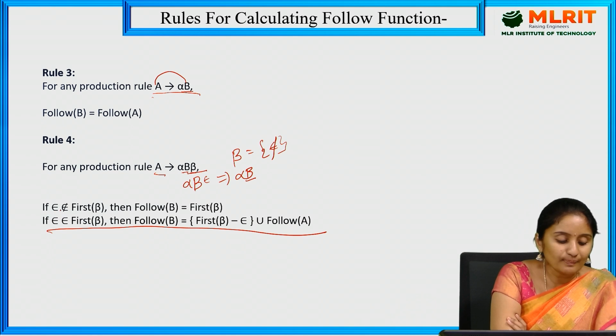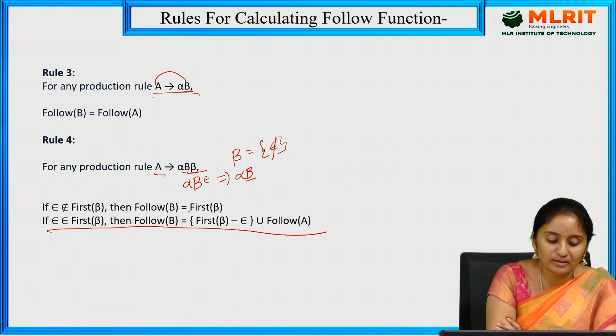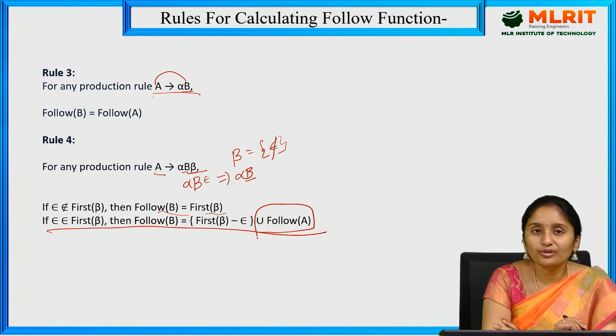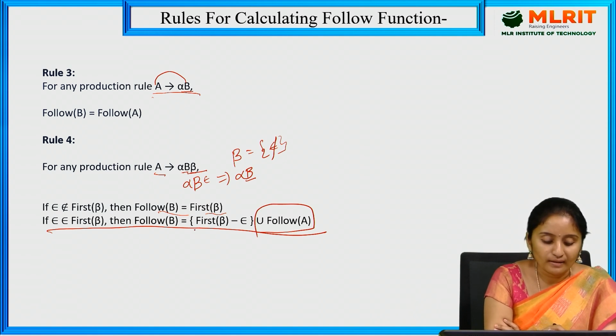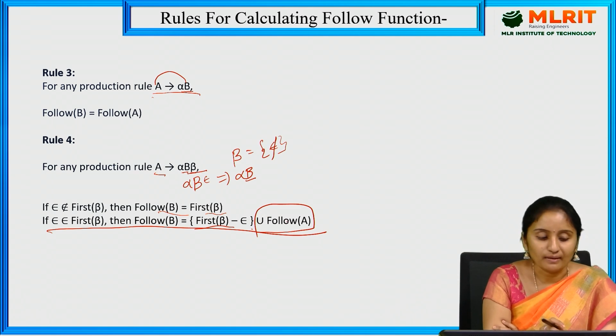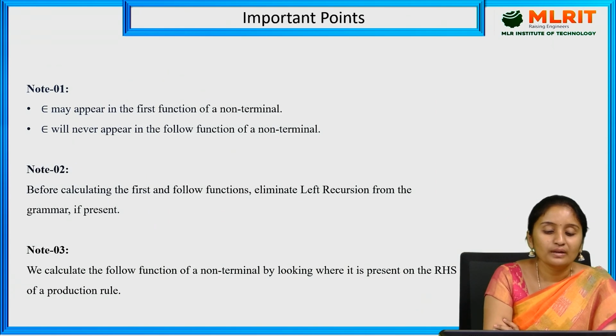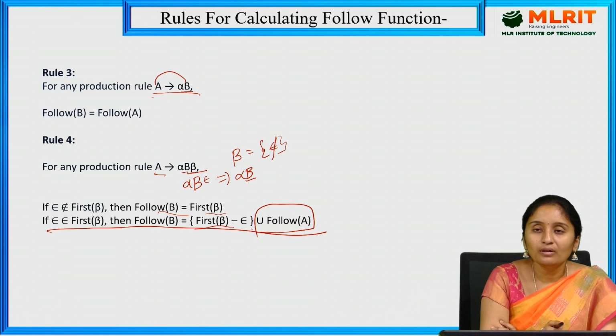See here, if epsilon does not belong to the first of beta, then follow of B is equal to first of beta. If epsilon belongs to first of beta, then we are going to find the follow of B as first of beta minus epsilon, union follow of A. So, these are the rules to follow to construct any first and follow function.